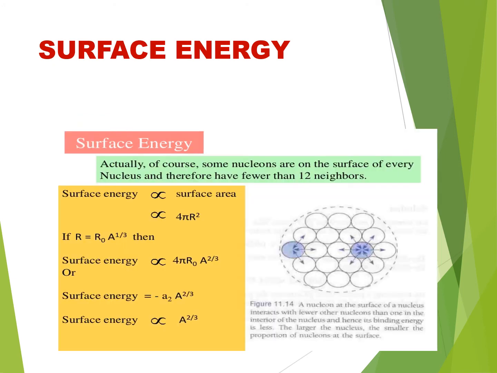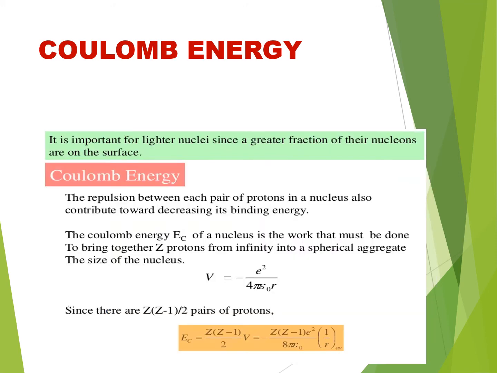Surface energy. The surface energy is proportional to surface area. It is also proportional to 4π r². If r is equal to r0 A^(1/3), then surface energy is proportional to 4π r0² A^(2/3). So surface energy is equal to minus a2 A^(2/3). It is important for lighter nuclei since a greater fraction of these nucleons are on the surface.